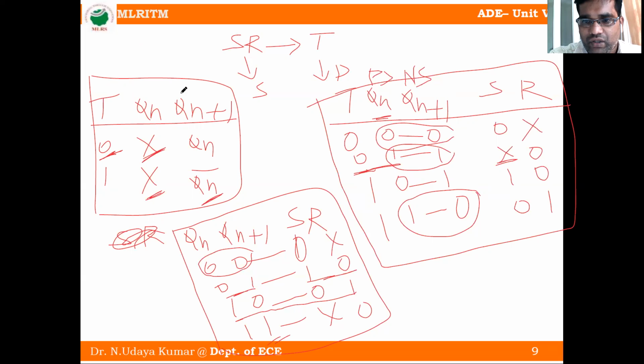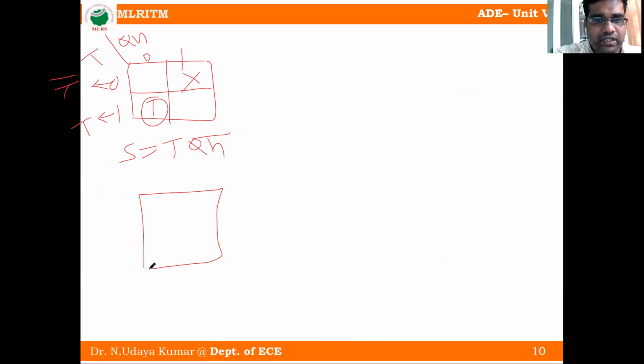Similarly, how will we get 1 here? If T is equal to 1 and Qn is equal to 0, we will get 1. Now we map this, and we get S is equal to T Qn bar. This row means T, where 1 means T and 0 means T bar, and this column means Qn bar. Yes, that is for S.